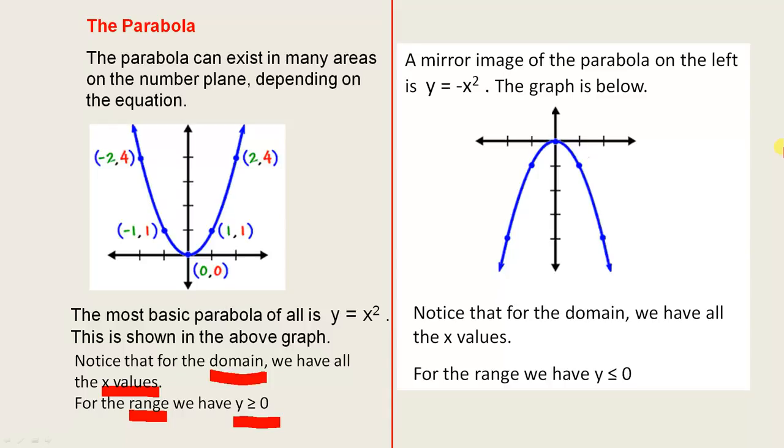A mirror image of the parabola on the left is y equals minus x squared. The graph is below. Notice that for the domain we have all the x values, because it's all along there, so it's all the x values there and all the x values there. And that's the same for y equals x squared. For the range, we have y is less than or equal to 0, because you can see that the maximum value of this parabola here is 0. So that's why the range is y is less than or equal to 0.